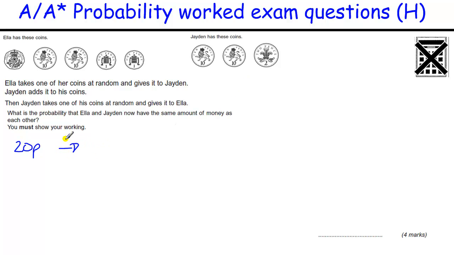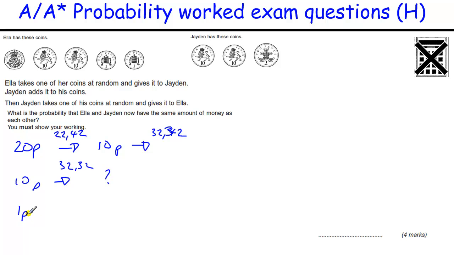okay, then Ella's left with 22, Jaden's got 42. So how do we make it so that they're even? There's only one way to do that, and that is for Jaden to give 10p to Ella to make it 32 and 32. If we look at the 10p, if we take off 10p, we've got 32 and 32. There is no way you can give a coin back to make them equal, because they're already equal.